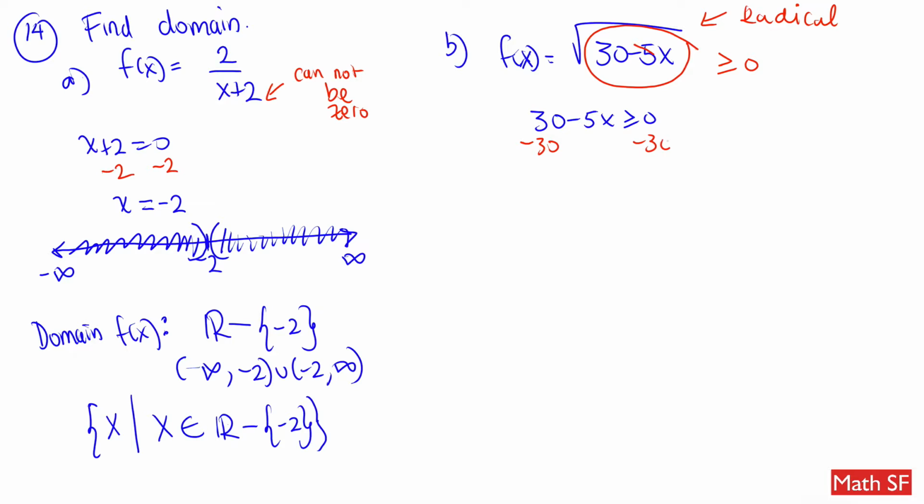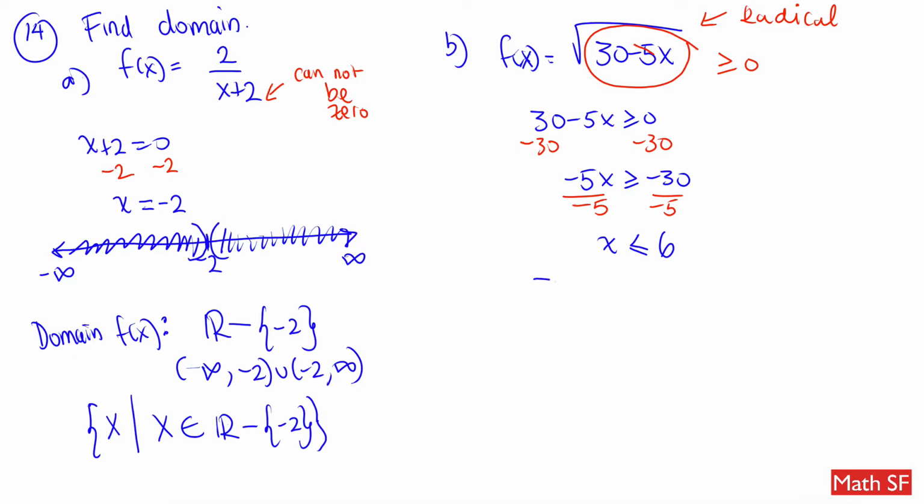-30 on each side. And then you get -5x greater than or equal to -30. Dividing this by -5, you'll get x. Now be careful, because you are dividing by -5. What it means is that you must switch the symbol here. Let's switch the direction. And then negative 30 divided by negative 5 is actually positive 6. There we go. So you have your inequality there.